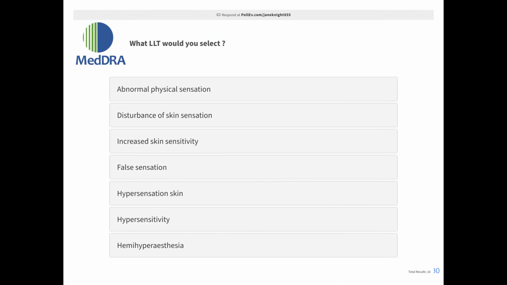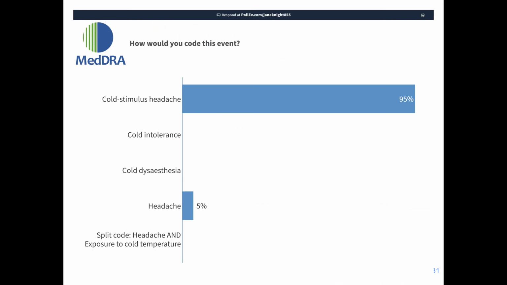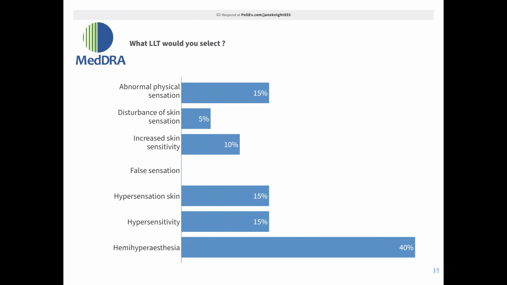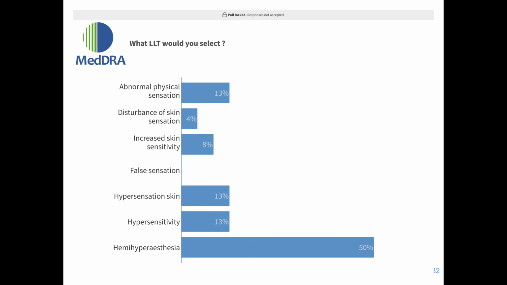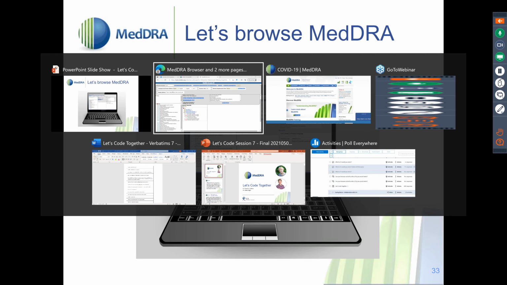I see it's unstable. I think everyone's voted. Oh, a few more. Get your votes in now, and I'll show you where the audience is leaning. Most of you are going for hemi-hyperesthesia. Some of you are changing your mind. That's cheating. I'm going to close the poll and lock it there. So hemi-hyperesthesia is the number one choice, which seems right, with hemi meaning one side of the body. That looks good, and hyperesthesia means increased sensation. So let's have a look and see where these terms lie.